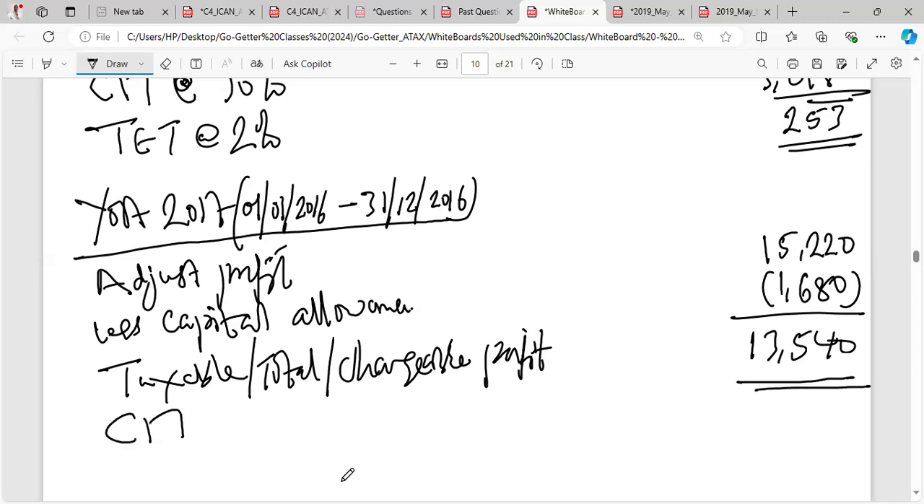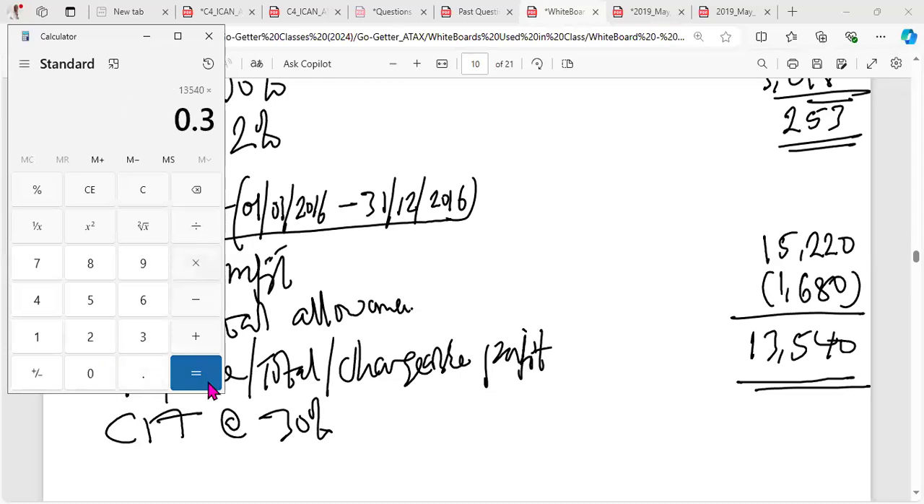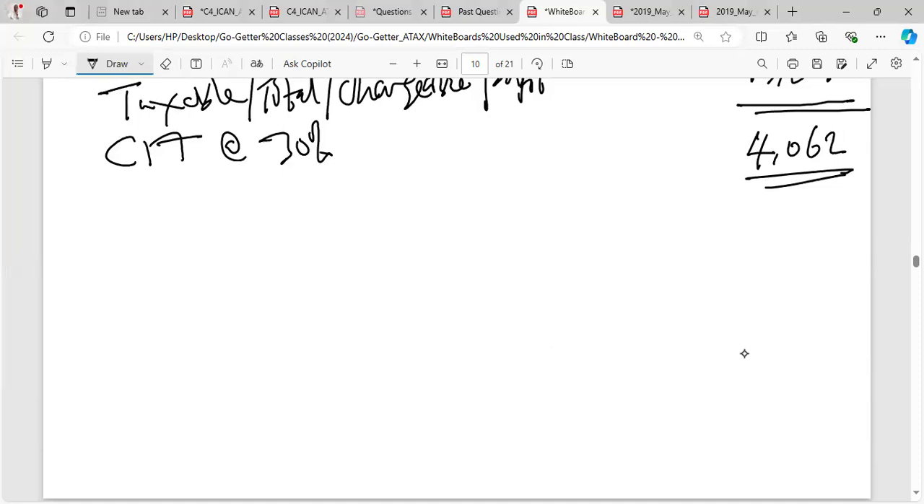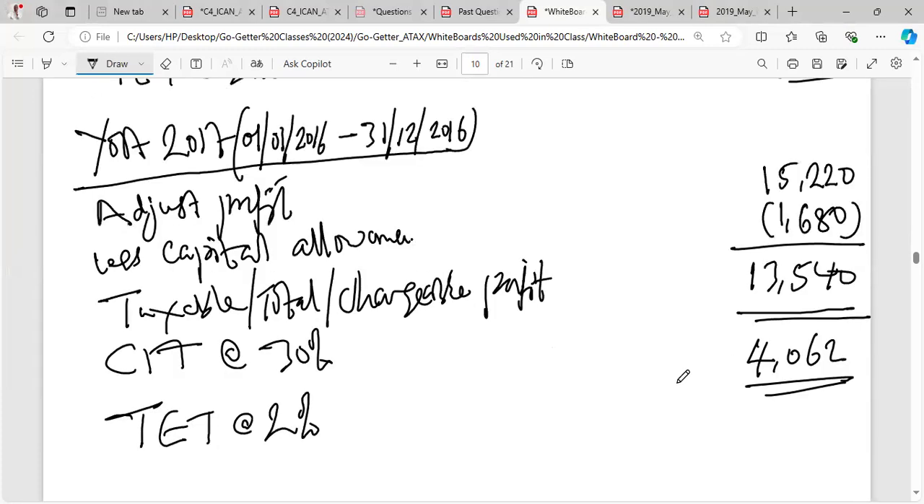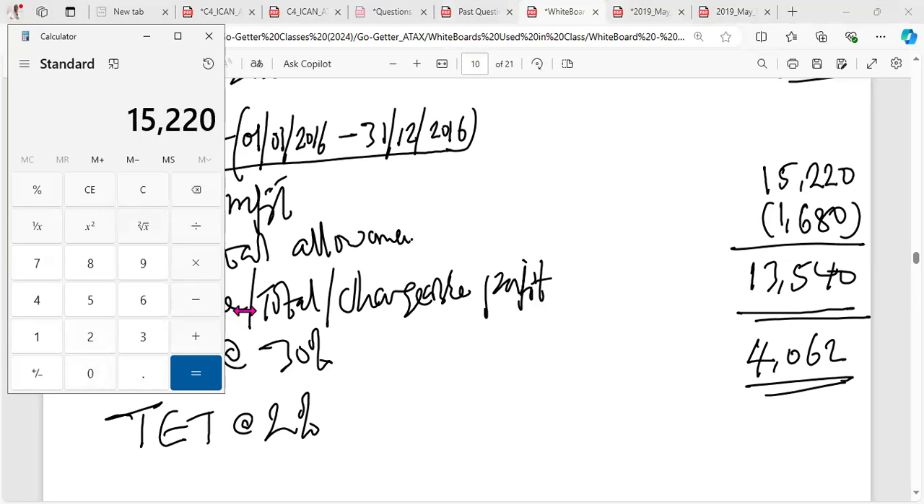Then your CIT at 30%. Look for 30% of this value. We have it in our calculator here times 0.3, 4062. Okay. Then your TET at 2%, 2% of 15,220. You calculate 15,220 times 0.02. That gives me 304.4.